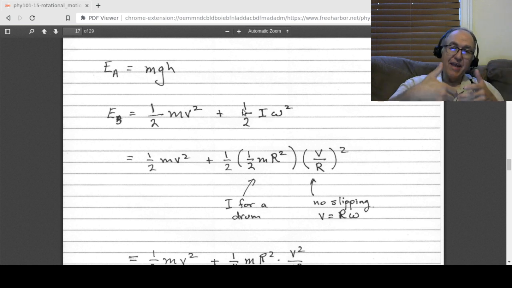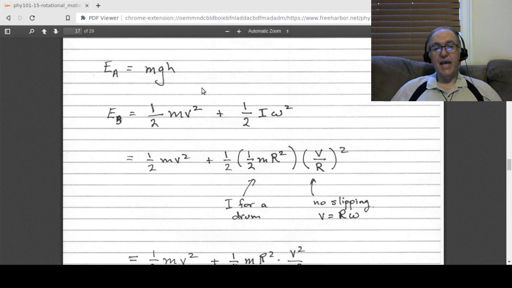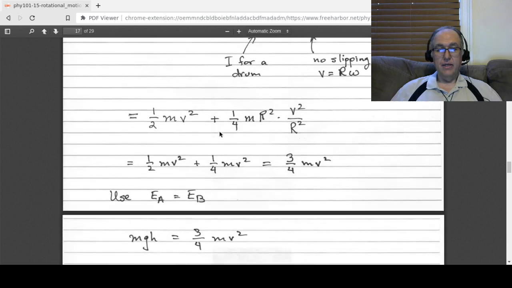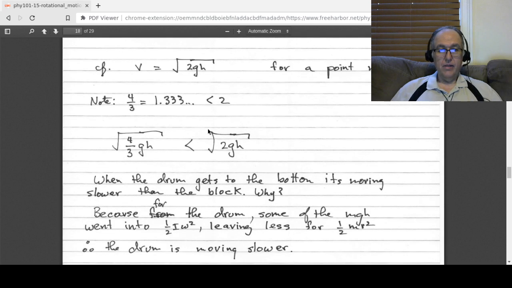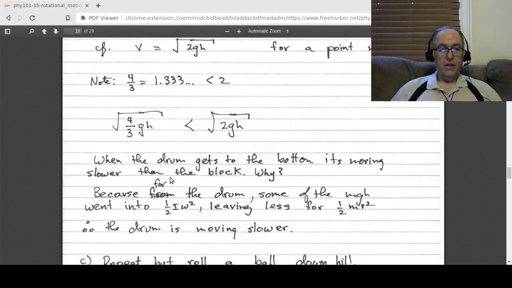So the rotation is siphoning away a little bit of the energy that would have gone into linear motion. That means there's less energy in the linear motion, and that means it's moving slower at the bottom. It's kind of interesting. You maybe would not expect it. Not that intuitive. Okay, so there we go. And I state that here, because for the drum, some of the mgh went into 1/2 I omega squared, leaving less for the 1/2 mv squared. Therefore the drum is slower.